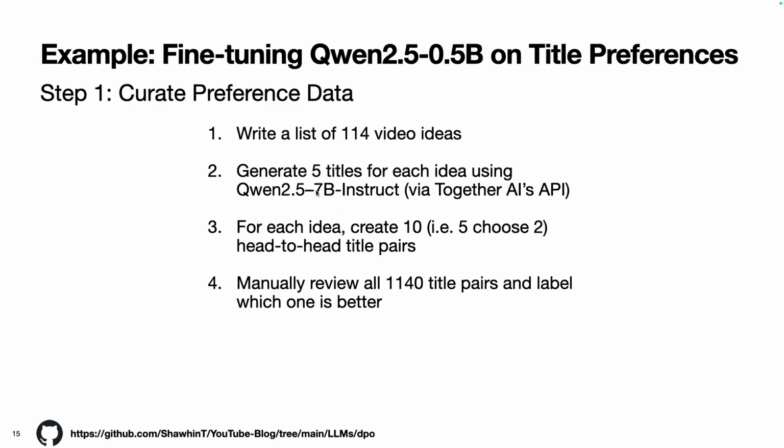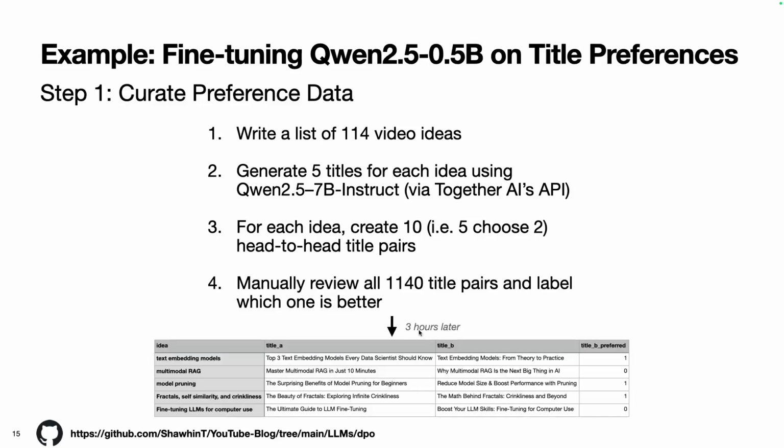And then for each idea, I created 10 different title pairs. If we have 5 titles for each idea, we can do 5 choose 2, and that comes out to 10 unique pairs. And then the fun part of manually reviewing all 1,140 title pairs and labeling which one is better, which one I personally prefer. And so 3 hours later, I have a dataset that looks like this.